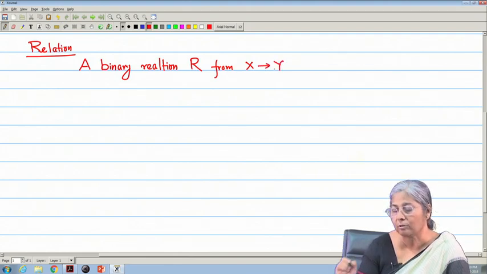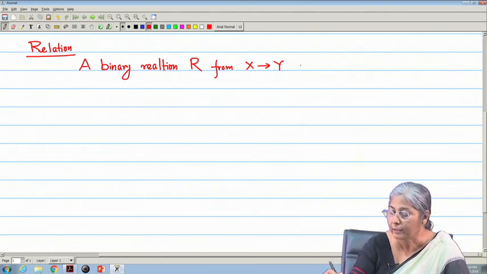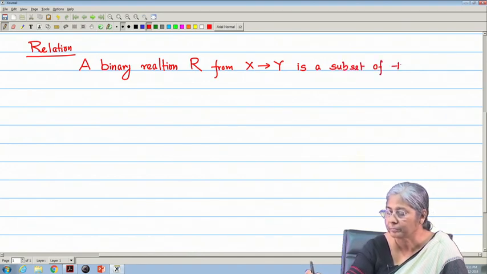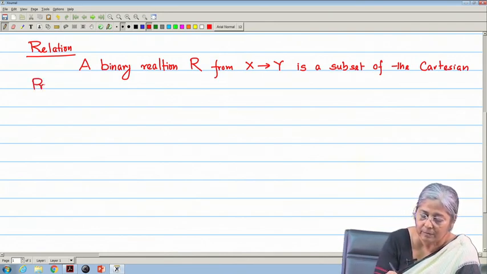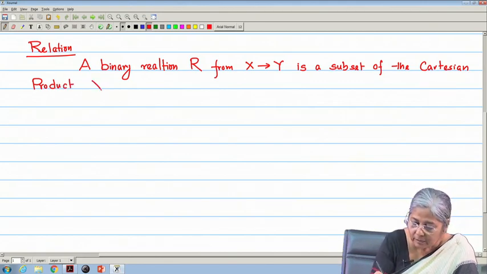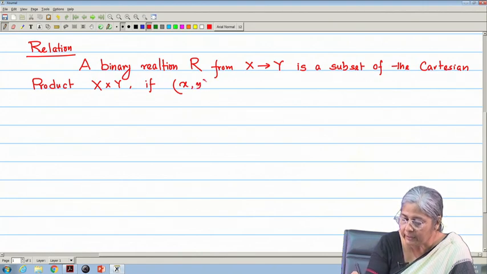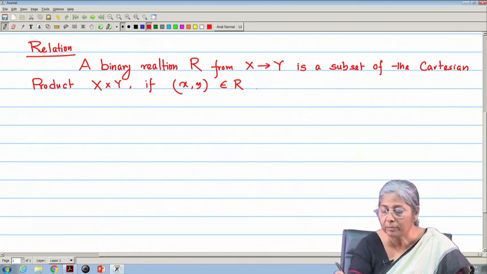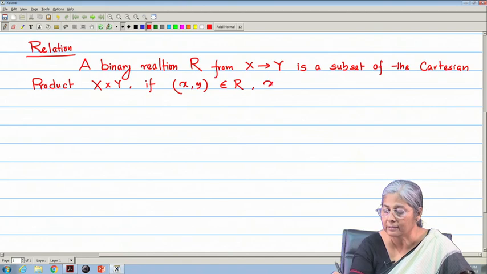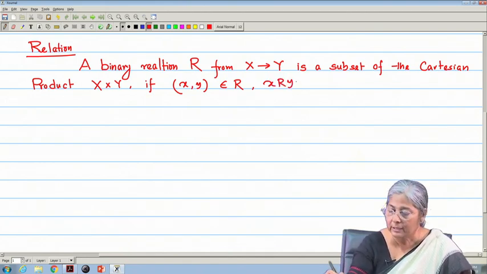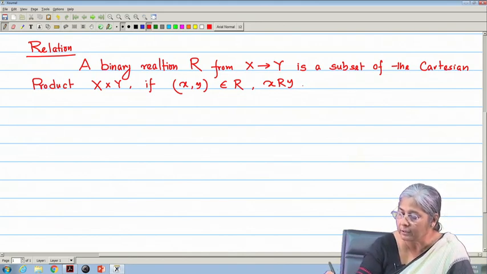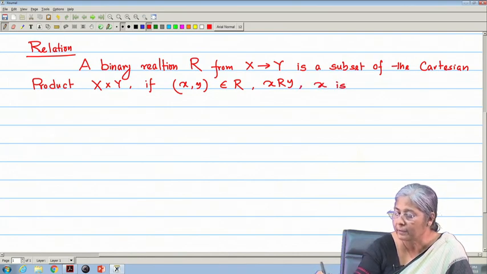That means, the elements of set X, how they are related to elements of Y, and we define this relation as a subset of the Cartesian product X cross Y, if the ordered pair (x, y) belongs to R. And normally we denote this as x R y, where x R y means x is related to y.